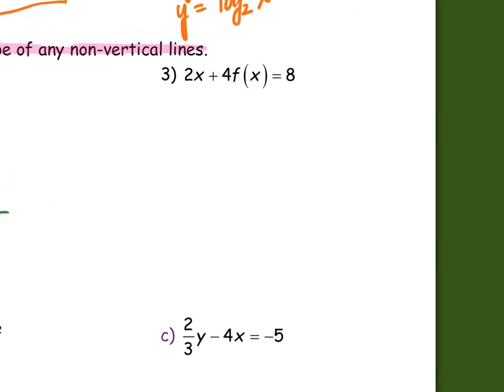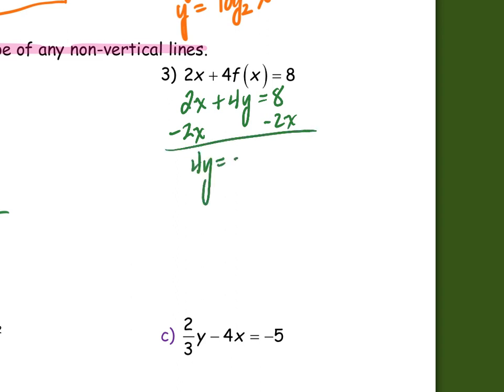Okay, number 3. Where's my y at? Yeah, it's f of x. Good. So I'm just going to replace that first. So I'm going to say 2x plus 4y equals 8. And now I'm going to solve for y, right? Just like what we've been doing. Solve for y. So I'm going to subtract 2x, and I get 4y equals negative 2x plus 8.